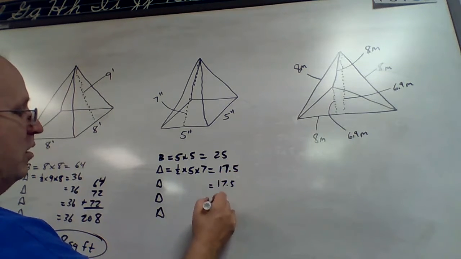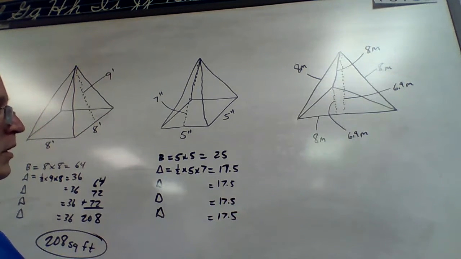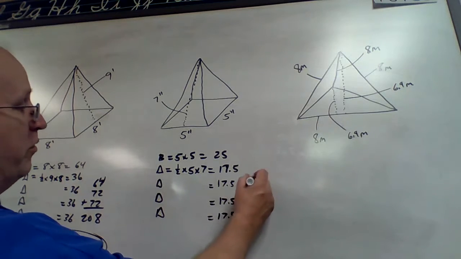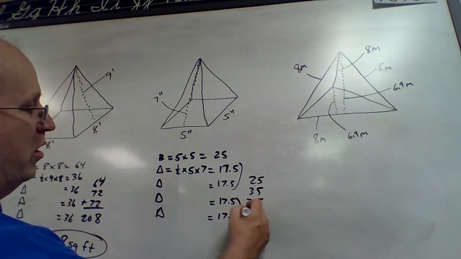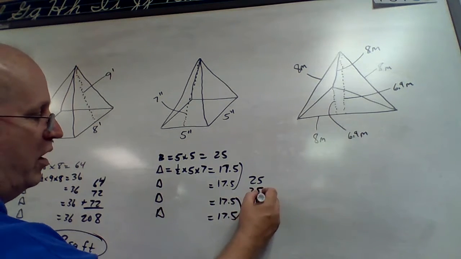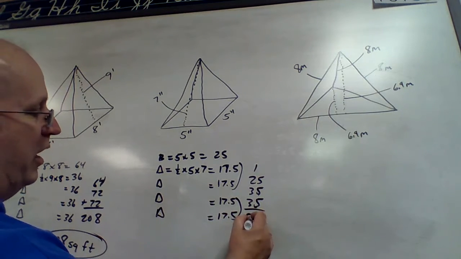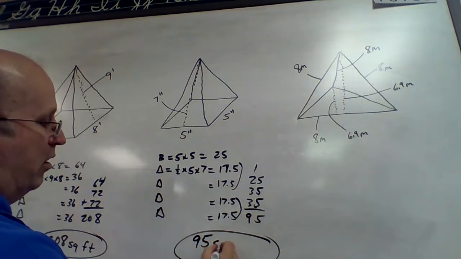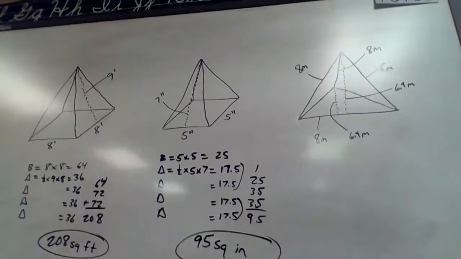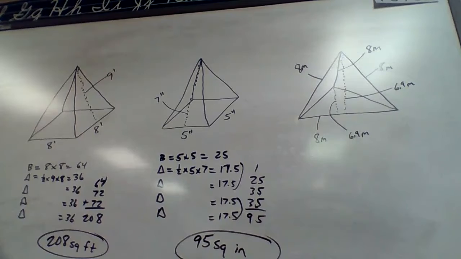And that means we've got a total of 4 of those 17.5s, don't we? So what do we really have? We've got the 25. Let's combine these together, and let's combine these together. We're really talking 25 plus 35 plus 35 here, and I get 95. 95 what? Square inches of surface area. 95 square inches of surface area. Okay? So that's our second one.